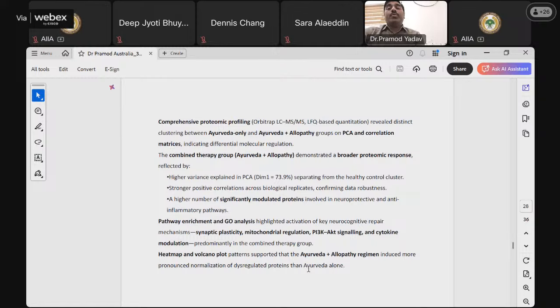broader proteomic response, because we have seen a higher variance in the principal component analysis, separating them from the healthy cluster. Also, a higher number of significantly modulated proteins involved in neuroprotection and anti-inflammatory pathways. So the heat map and the volcano plot patterns support that the Ayurveda and allopathic regimen can induce more pronounced normalization of dysregulated proteins than Ayurveda alone.